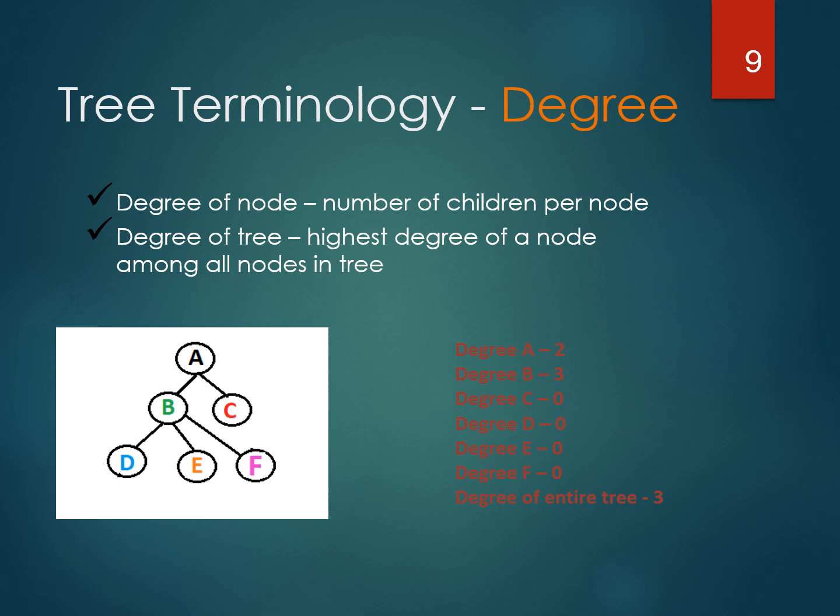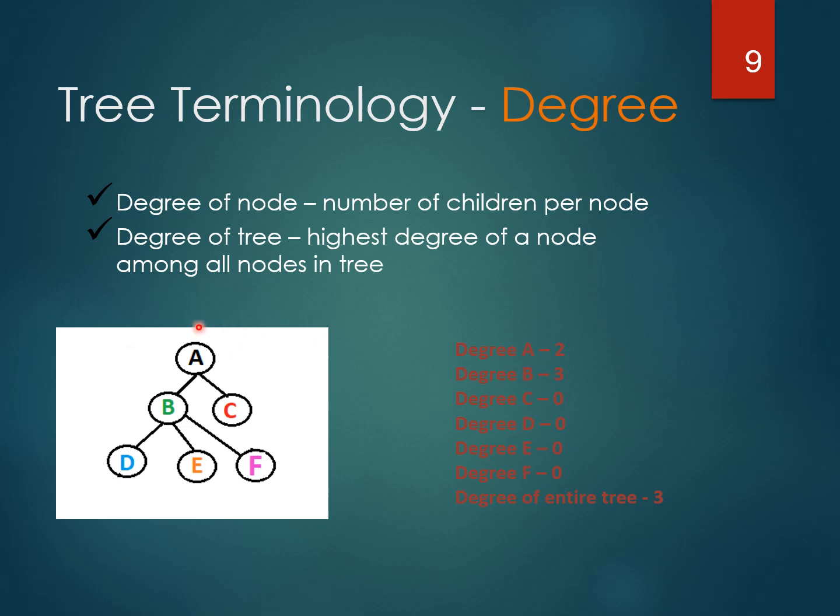Next is degree. The definition is the number of children per node is the degree of the node. So A has 2 children, which means the degree of A is 2. B has 3 children, so the degree of B is 3. C does not have any child, so the degree of C is 0. D does not have any child, E does not have any child, and F does not have any child. So the degree of D, E, F, all that is 0.